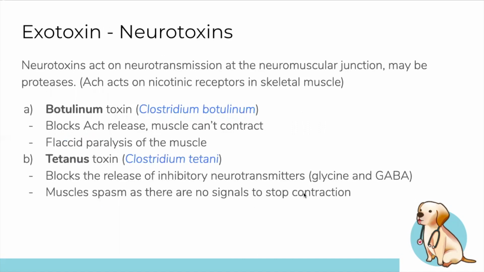And then you've got some neurotoxins. These act at the neuromuscular junction. Botulinum blocks your ACh release, which means your muscles can't contract, because that's needed for the contraction movement. And you've got tetanus, which blocks the release of inhibitory neurotransmitters, which means that once you've sent out the signal to contract, there's nothing there to stop it from contracting. So you have spasms because you're continuously contracting.